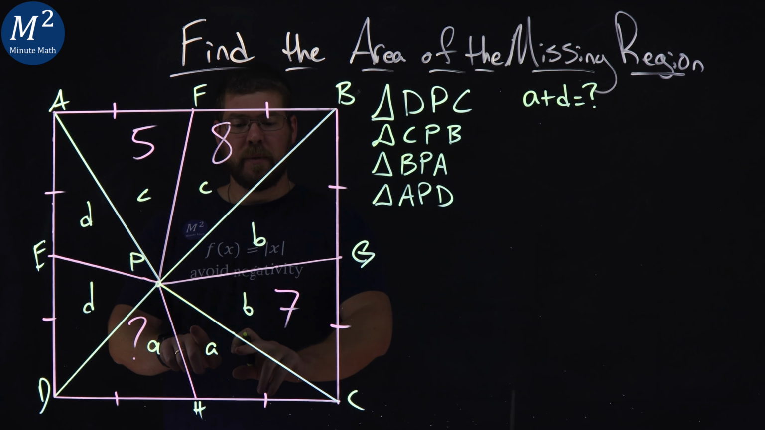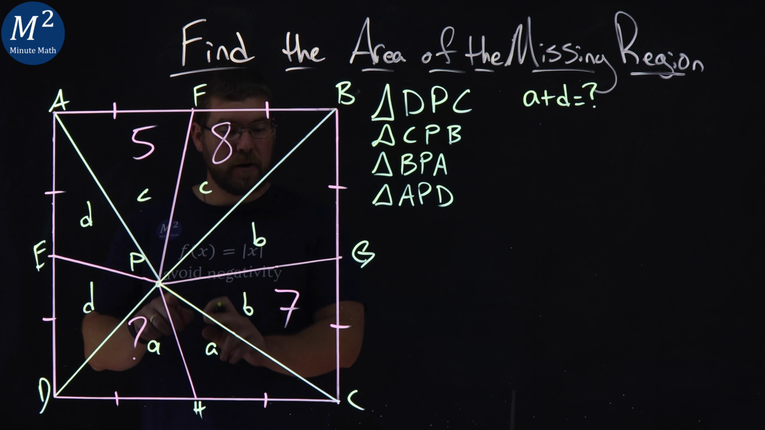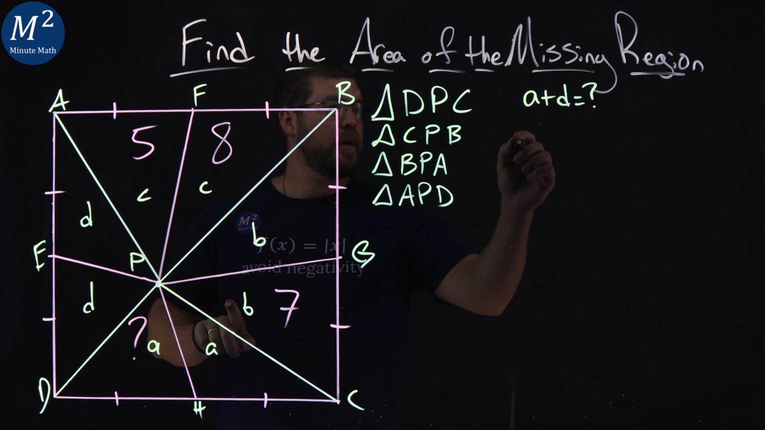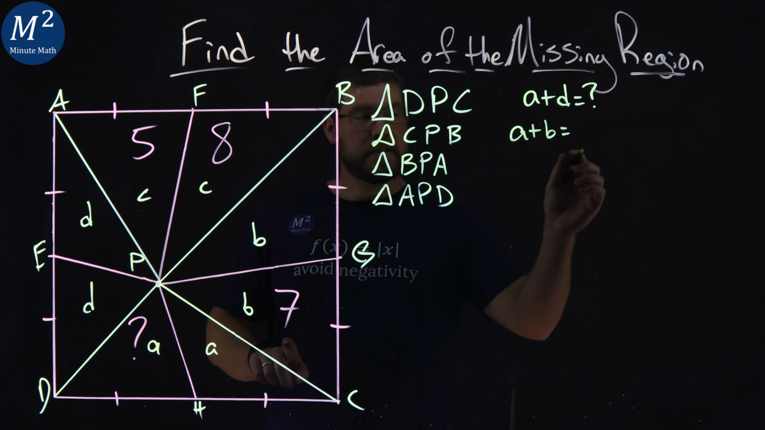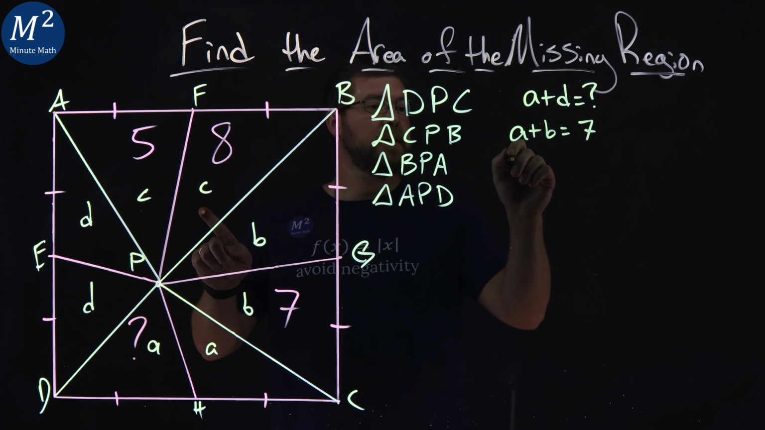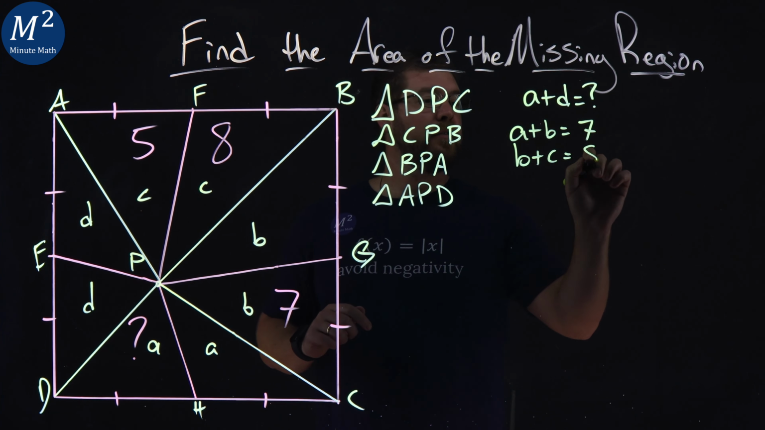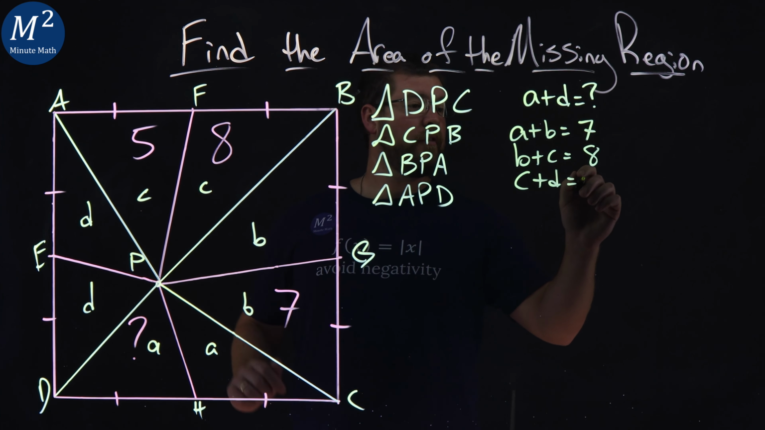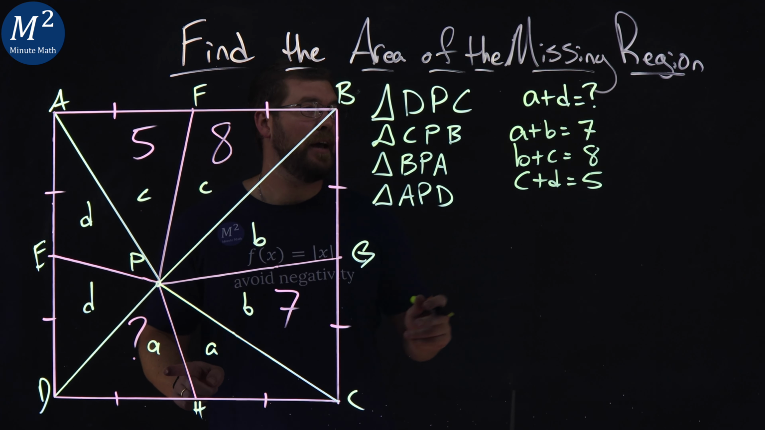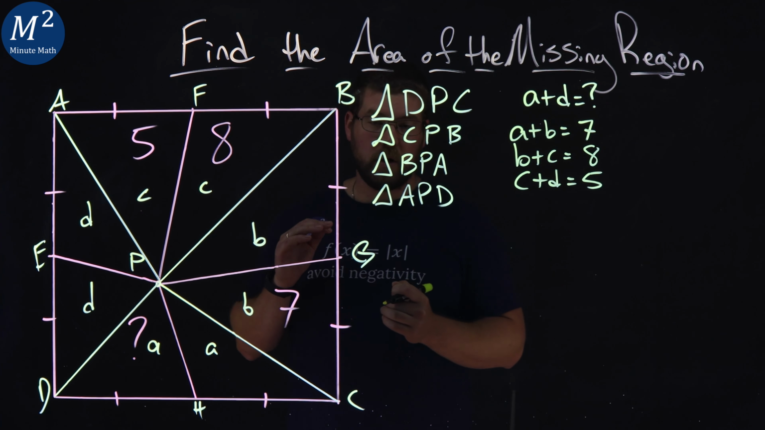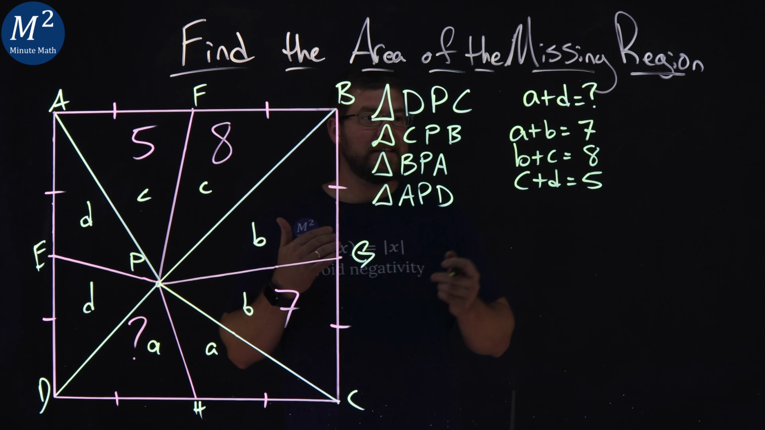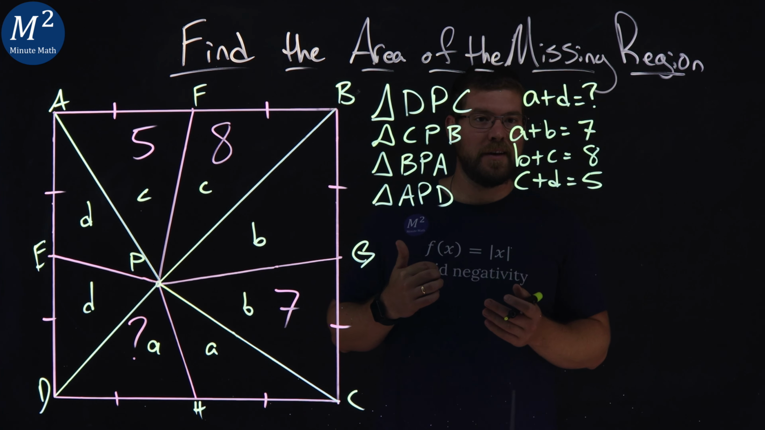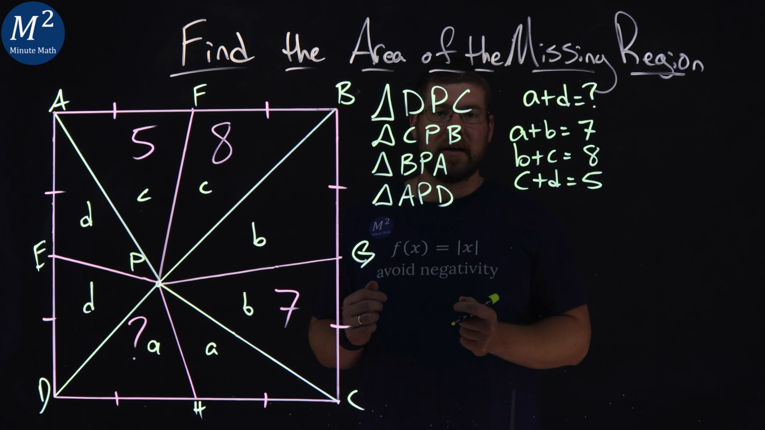Well, we're given some information already about the sums of the areas in the pink regions, okay? So be careful here with lining it up. We know that a plus b is equal to 7. b plus c is equal to 8. c plus d is equal to 5. And d plus a, well, a plus d is what we are looking for, okay? So now we have some equations. Is there a way we can rearrange these equations to solve for a plus d?